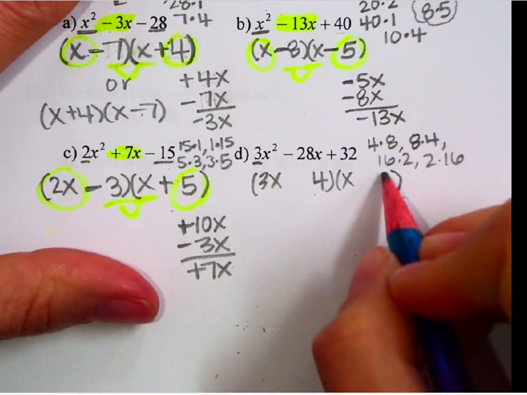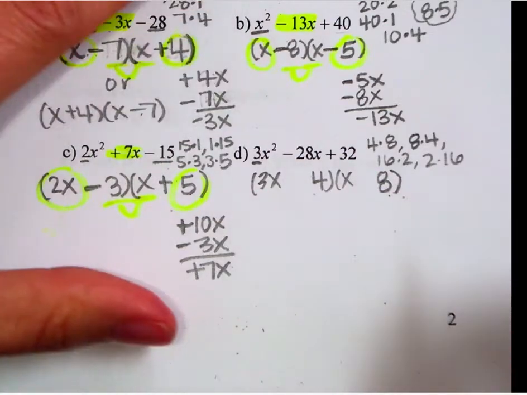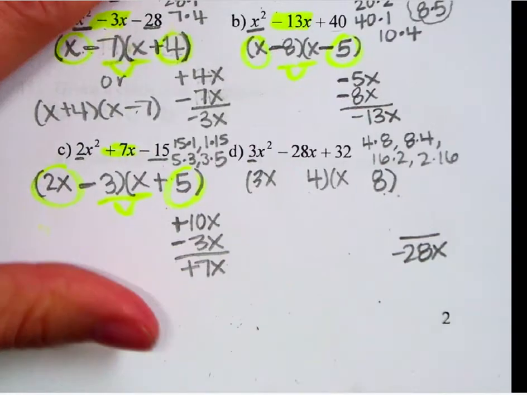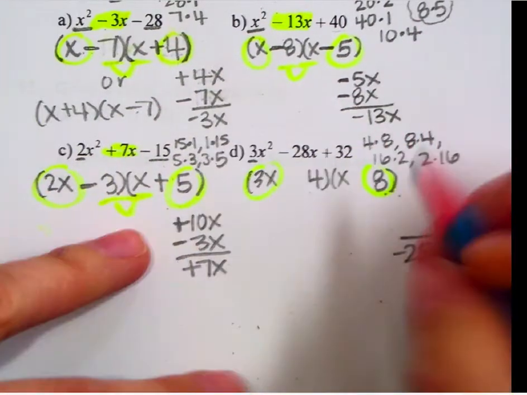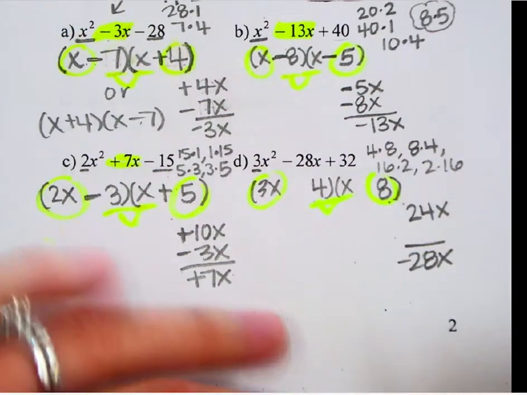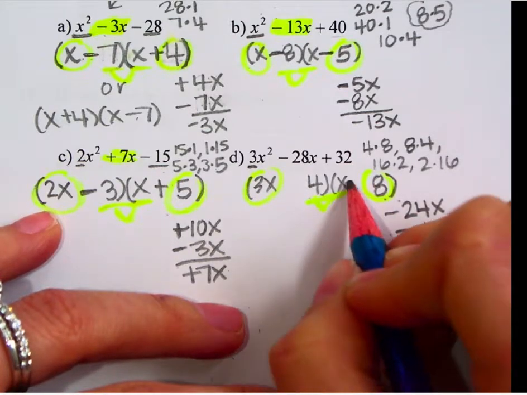But again, if you tried plugging in different numbers, it's okay that you erase and try new ones when they don't work to add up to the middle negative 28x. Okay, so 3x times 8 is 24x, and 4 times x is 4x. These will add up to negative 28 as long as they're both negative.